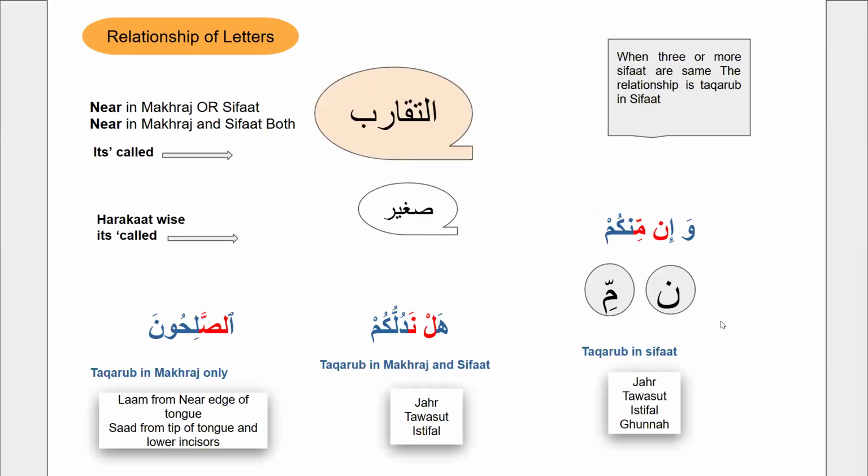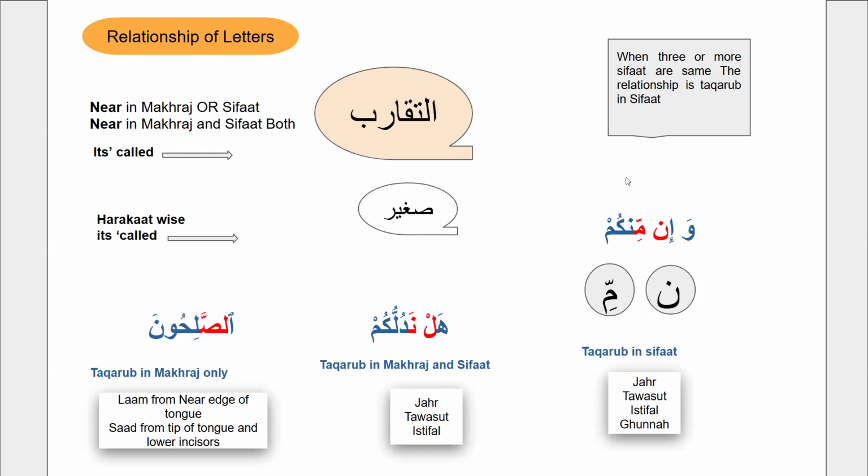Then you have the third one, which is taqarub. So when we say the two meeting letters are in taqarub relationship, we mean they are either near in makhraj or sifat, or both near in makhraj and sifat. So it can either be near in makhraj or sifat, or it can be both makhraj and sifat.